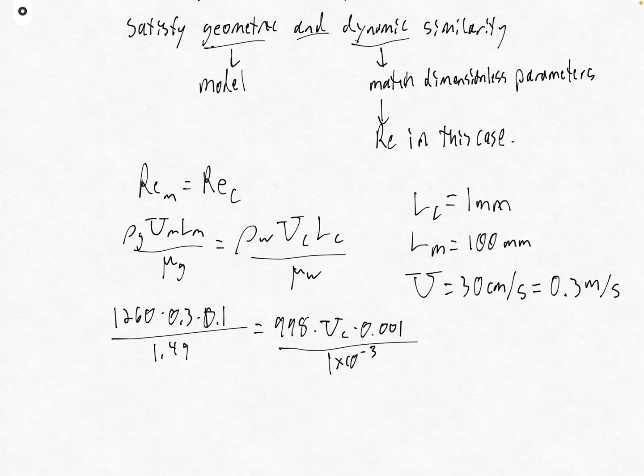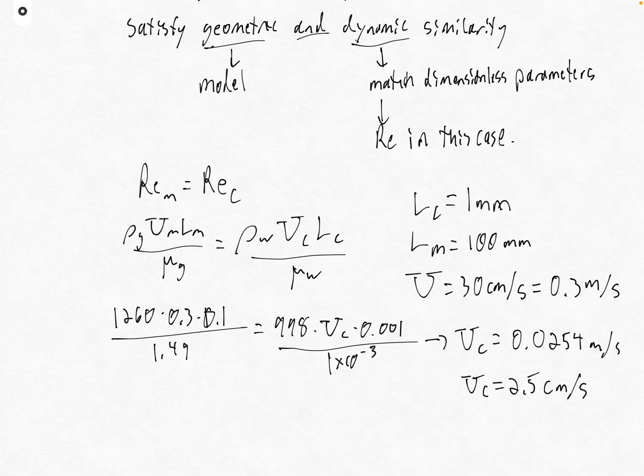And from this, we get that UC is equal to 0.0254 meters per second. Your textbook notes puts this into the scale of centimeters per second, so UC is equal to about 2.5 centimeters per second. Great. So that's the velocity solved for.